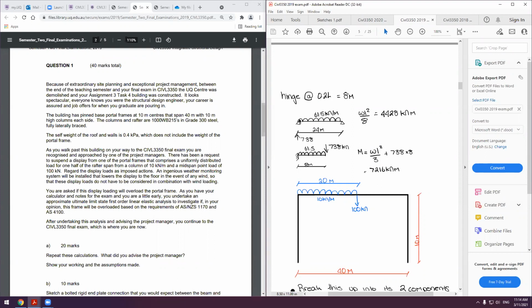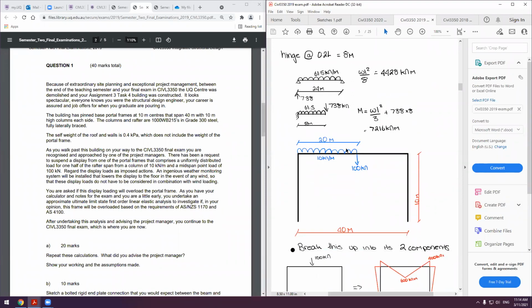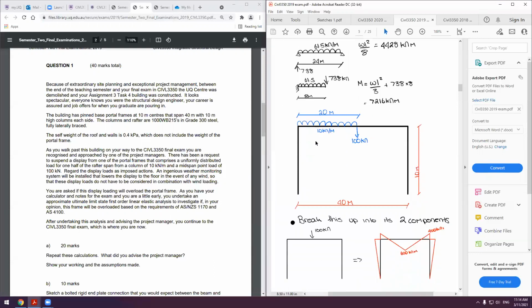You get your orders, you've got your UDL across, a simply supported member, and then a fixed support at the end. And then we have our live loading. So we have a 10 kilonewton per meter uniformly distributed load that extends halfway across, and then we have a point load of 100 kilonewtons. So that's what this essentially is.